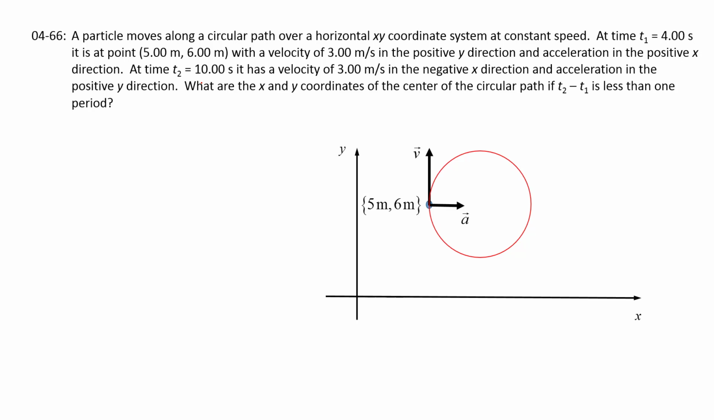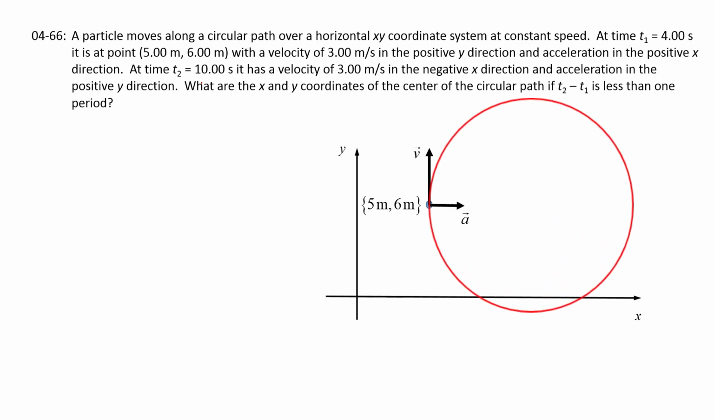Now, the problem is, of course, we don't really know what the radius of this circle is. I drew it there, but we could make it any size we want, and everything could still be consistent. We still have the velocity tangent to the curve at that point, and the acceleration pointed into the center. So what do we know? Actually, no matter what radius we have for this circle, we can determine something.